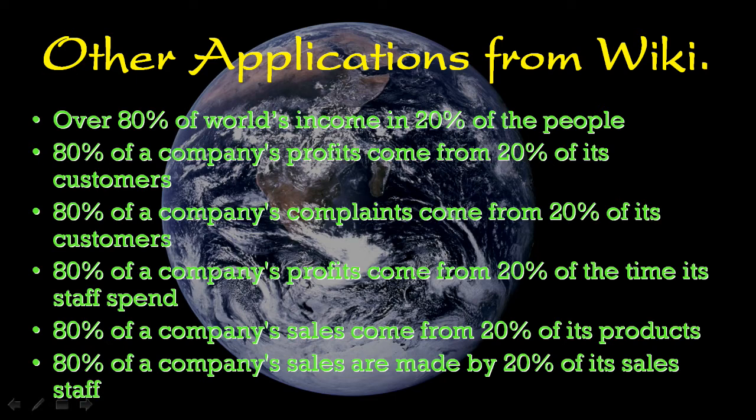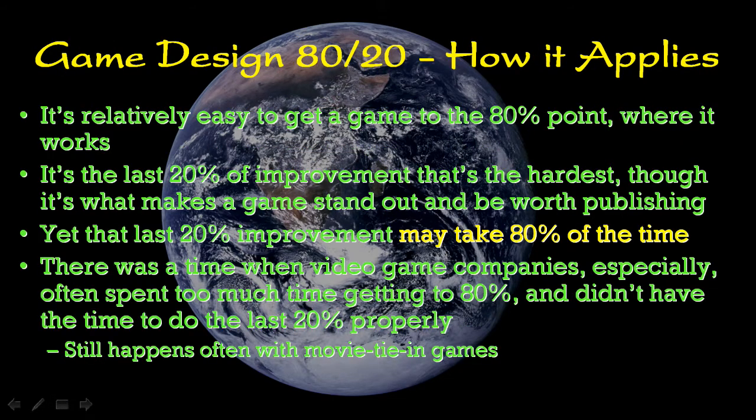Over 80% of the world's income is in 20% of the people. 80% of a company's profits come from 20% of its customers. 80% of a company's complaints come from 20% of its customers. 80% of a company's profits come from 20% of the time its staff spend. 80% of a company's sales come from 20% of its products. 80% of a company's sales are made by 20% of its sales staff, and so forth.